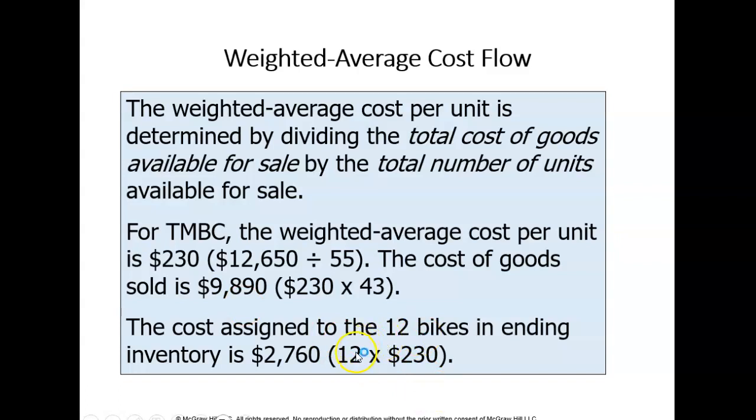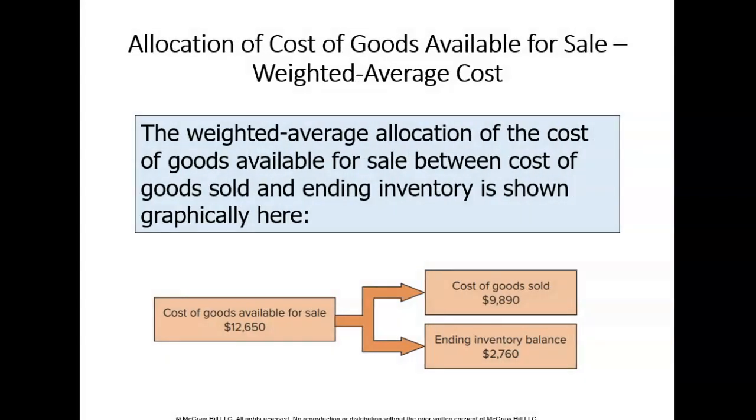For ending inventory, we still have 12 bikes remaining. So take those 12 times the average cost. Your ending inventory value is $2,760. Now remember, your cost of goods sold plus ending inventory under all these methods, we add those two together, they still must equal your cost of goods available for sale.